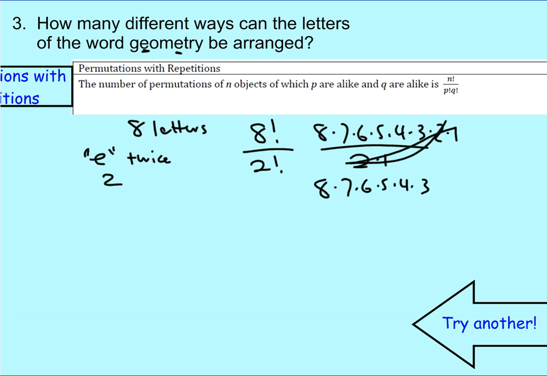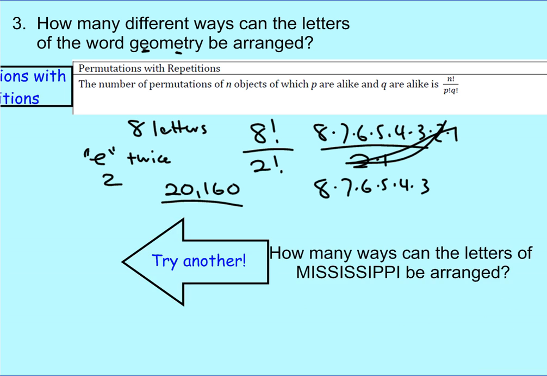Again, I'm not asking you to make words. I'm asking you how many different ways can you rearrange the letters. So that's going to be 20,160 ways. So let's look again.